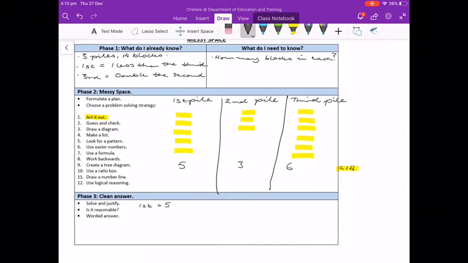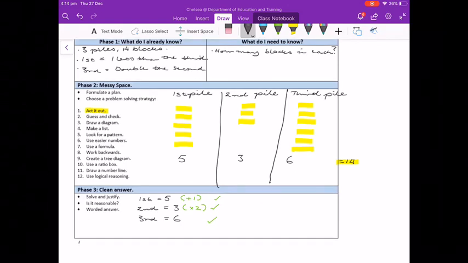So the first pile has 5, the second pile has 3, and the third pile has 6. We need to put it against the information above. So the third pile is going to have one more than the first, which is correct. And the second pile should have half the size of the third pile, which is also correct. So our answer is reasonable and can be justified.